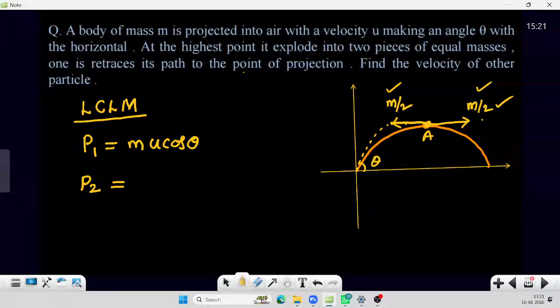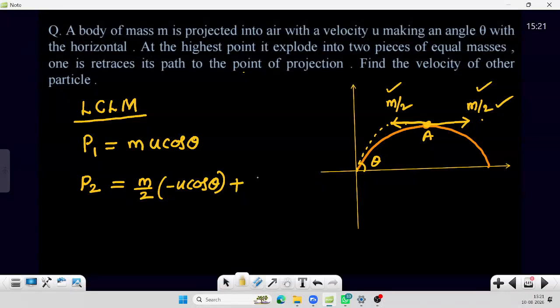So after the explosion, mass is m by 2. This particle will move with a velocity of negative u cos theta, plus this particle, m by 2 into v2. This velocity v2 we don't know. That velocity we need to get now.